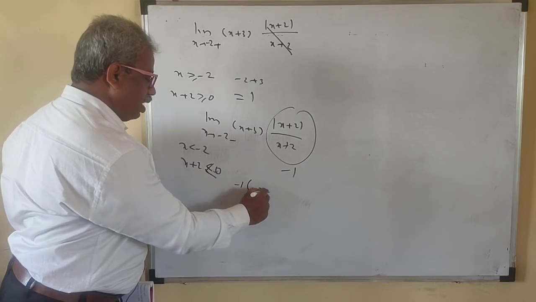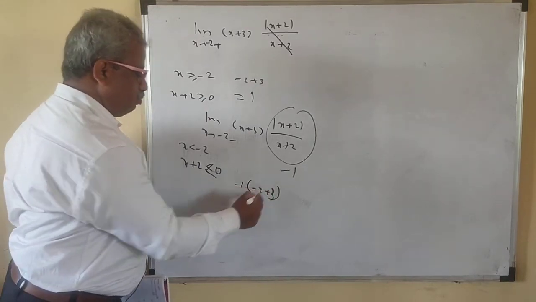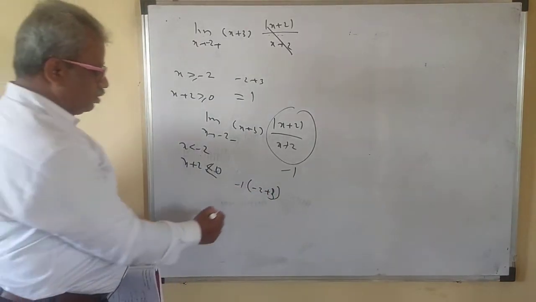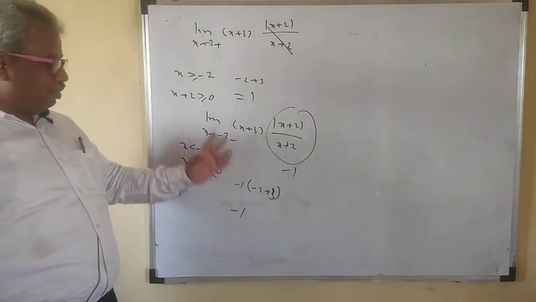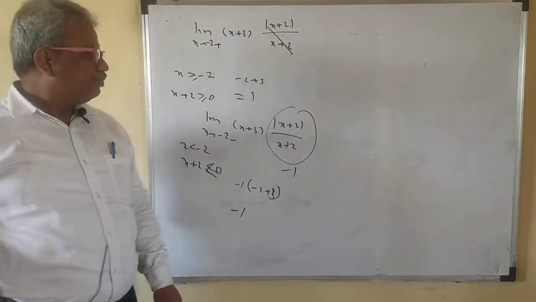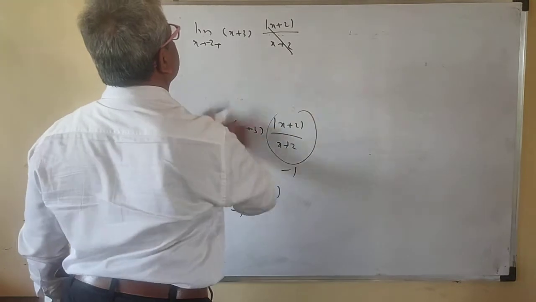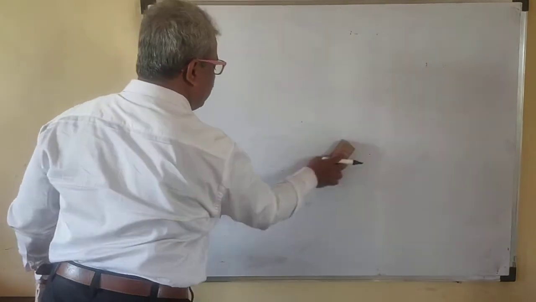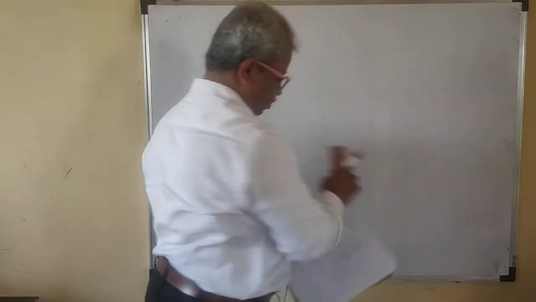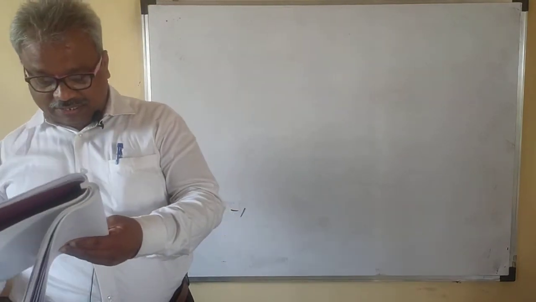Minus 1 into minus 2 plus 3 plus 3. So then this is what? Minus 1. Then this is what? Minus 1. The value will be minus 1. Okay. In this way, you can evaluate this fast. Easily you can evaluate the limits.